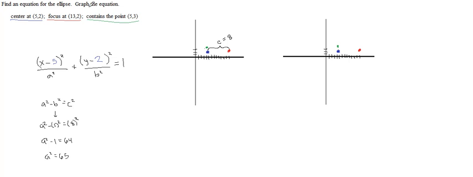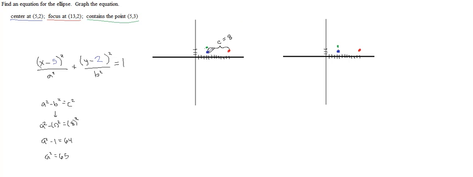Okay, this problem says find an equation for the ellipse and graph the equation. So I actually started with graphing the points that they told us. The center is at (5, 2), so I did that in blue. One of the foci is at (13, 2), so I did that in red, and then it contains the point (5, 3), so that one is in green.